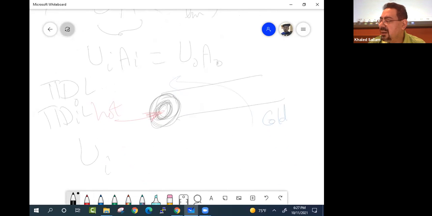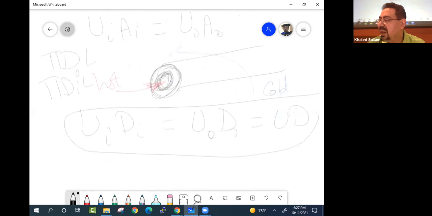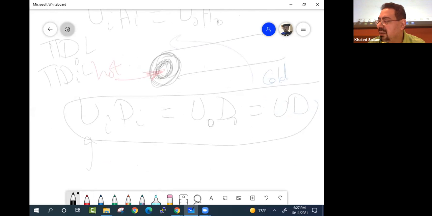So U_i A_i will be the same as U_o A_o. When you want the U based on the inner area, you just have to use the inside diameter of the pipe. And the same thing if you want the outside area, you just use the outside of the pipe connecting the hot with the cold. Make sense?